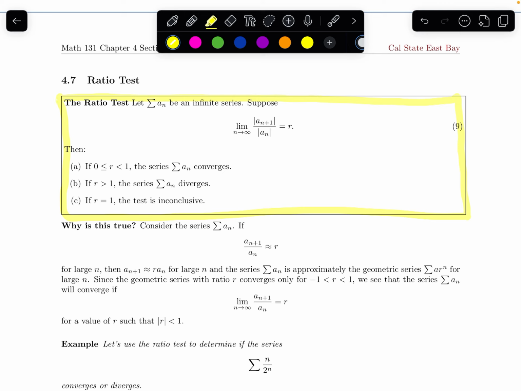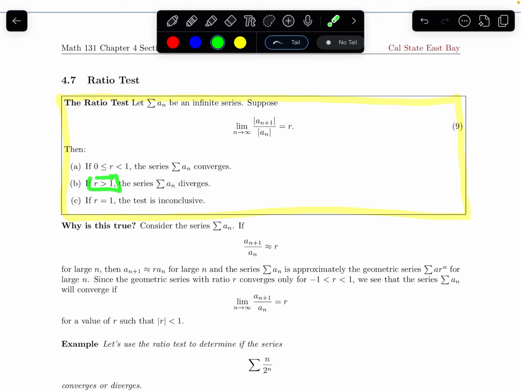So this is our ratio test. Essentially, we are going to be looking at an infinite series. Suppose we take the limit of these two terms. This is the first term, this is the term before it, and we determine the limit, some number r. If that value is between 0 and 1, including 0 but not including 1, then our series converges. Remember, when we find this limit r, this is not what our series converges to. This just confirms that the series converges.